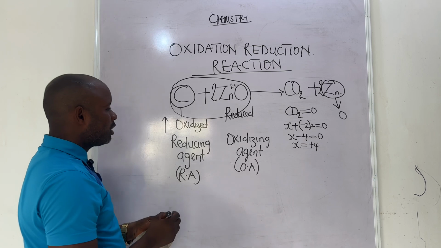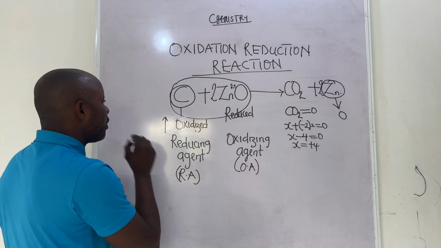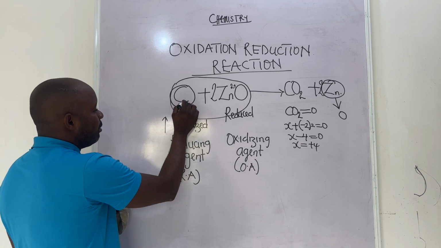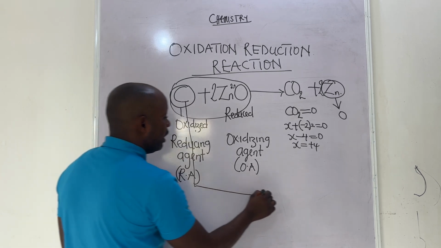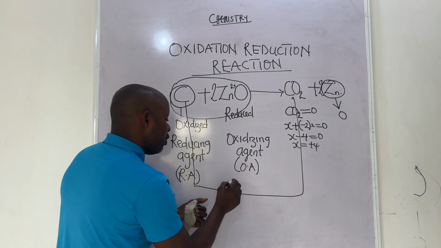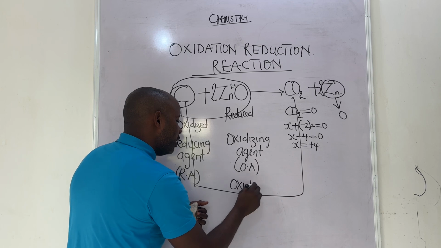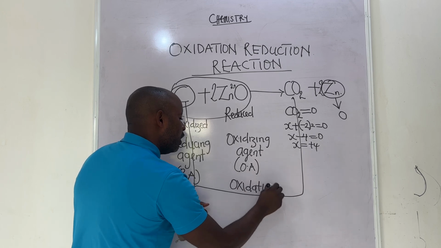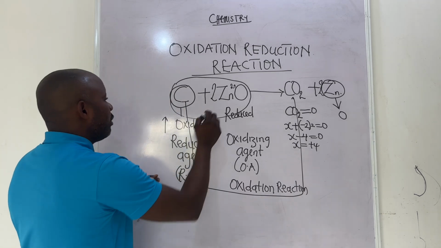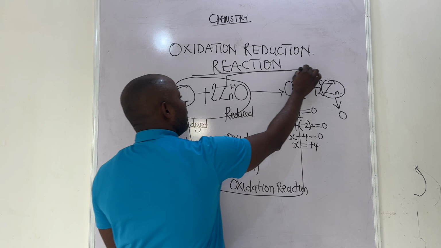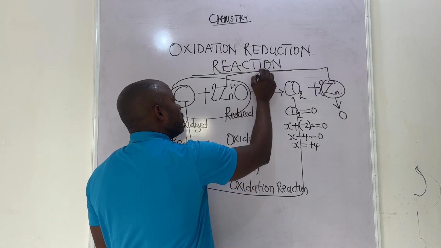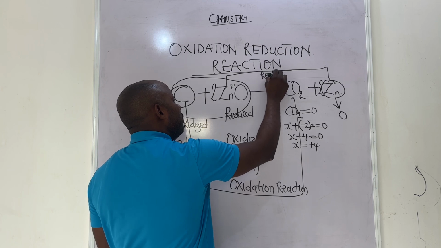In some textbooks, you notice that from carbon we draw an arrow to this place. Since it's a reducing agent, it will undergo what is known as oxidation reaction. From zinc here to this, since it is reduced in the process, it undergoes what is known as reduction reaction.